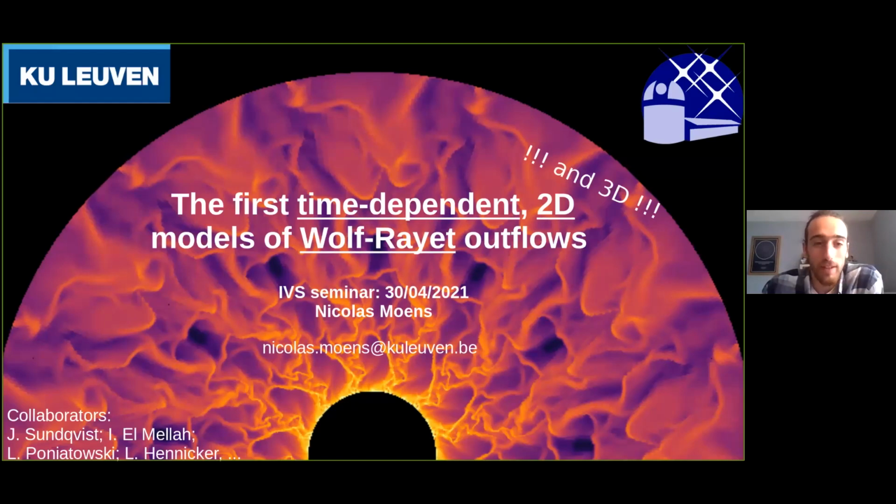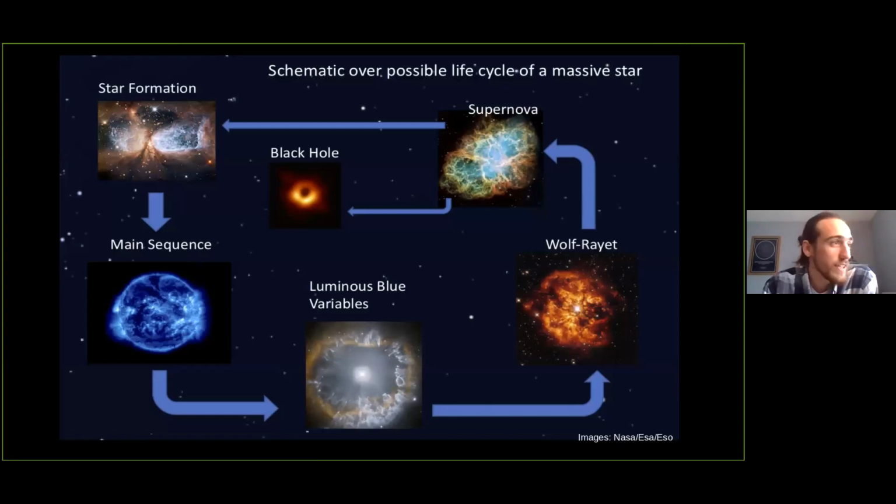So let's begin by talking about why we are interested in Wolf Rayet stars, and then we'll explain why we need these higher dimensional models, right? So what you see here is a possible schematic life cycle of a very massive star. Massive stars, like all stars, are born when a gas cloud collapses. Then the star goes on to the main sequence where it spends most of its life.